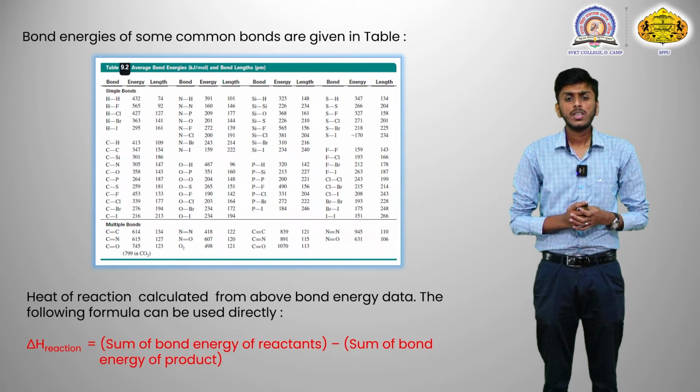The heat of reaction can be calculated from the above bond energy data. The following formula is used for that. Delta H reaction is equal to the sum of bond energies of reactants minus the sum of bond energies of products.